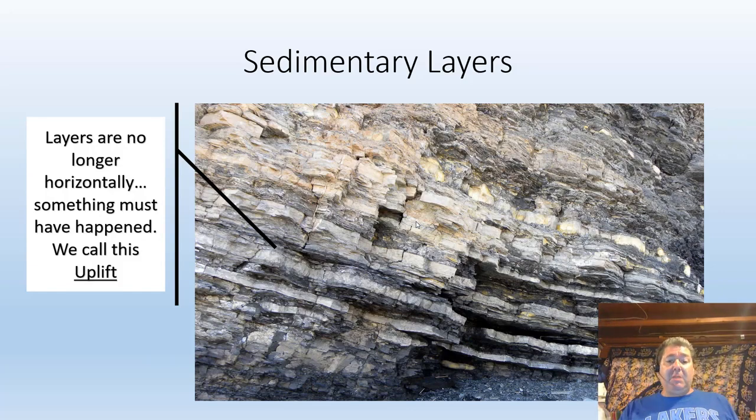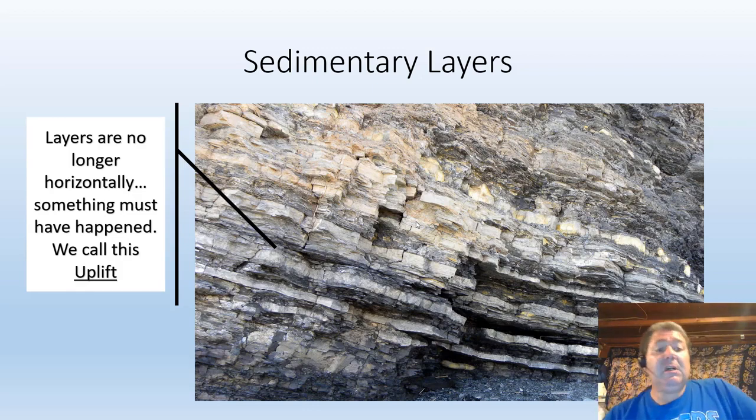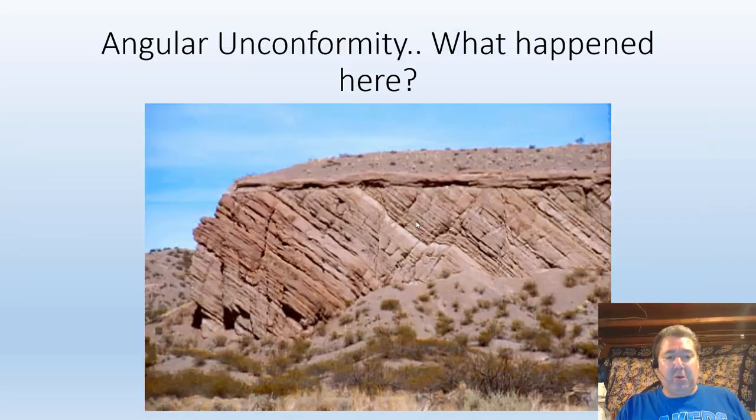Right? Here are some sedimentary layers that have been tilted, right? So these layers are no longer horizontal. As we can see, they're up at kind of an angle. This means something must have happened to them. We call this something uplift, right? When rocks are lifted up, they're uplifted. That's what we call it when things are tilted and moved from their original position vertically or horizontally, right?